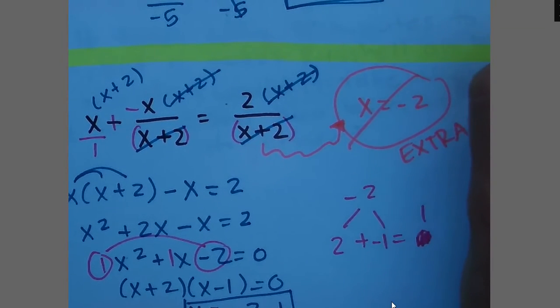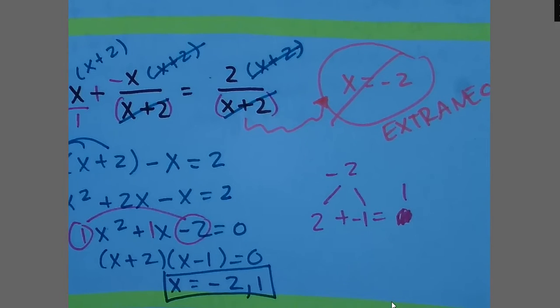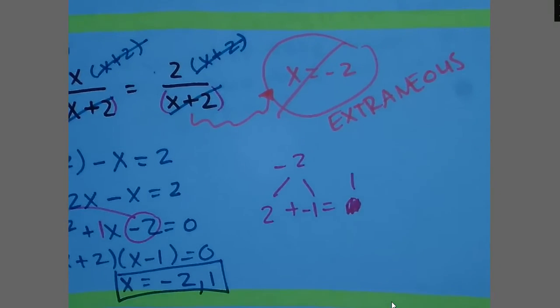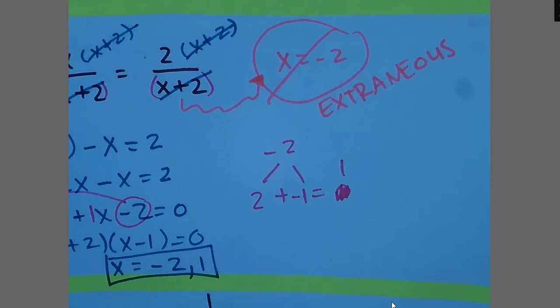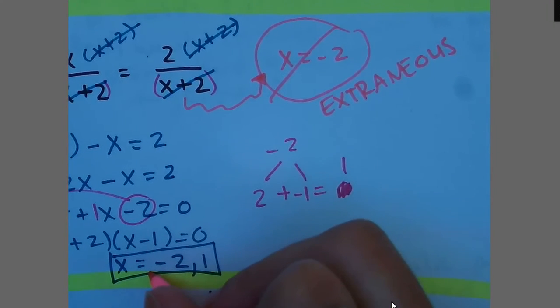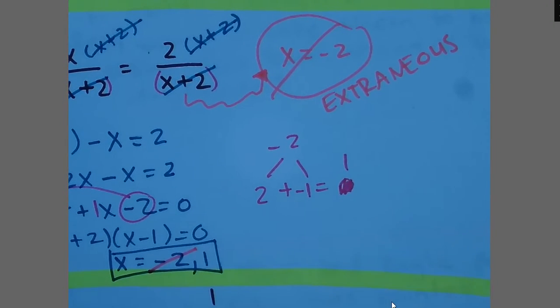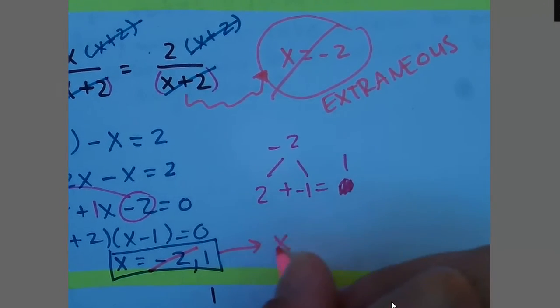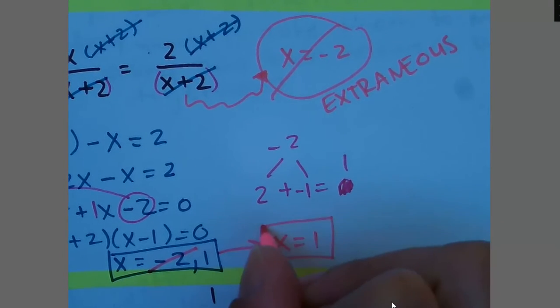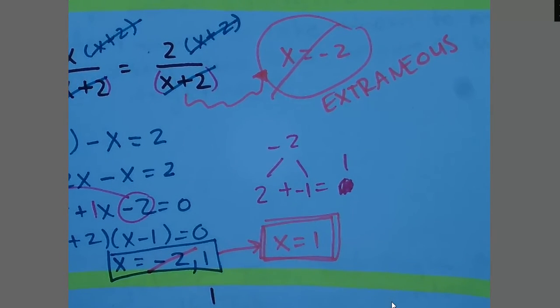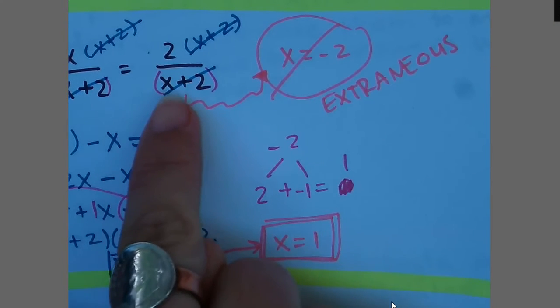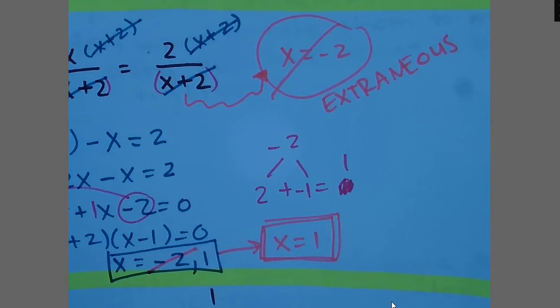Extraneous. All right, and look down at our answers. You can see that x equals negative 2 is one of our answers, so I need to reject this. So my only answer is x equals 1. That is the only answer that works in this problem, because at the very beginning, x equals negative 2 would be something that does not exist.